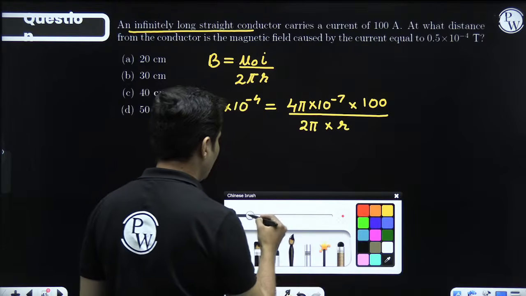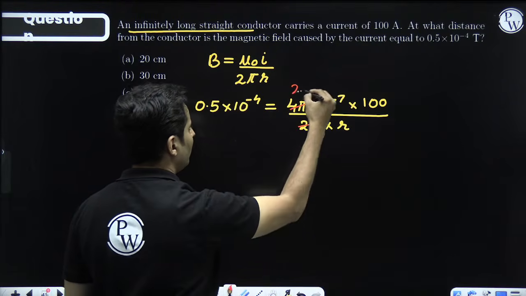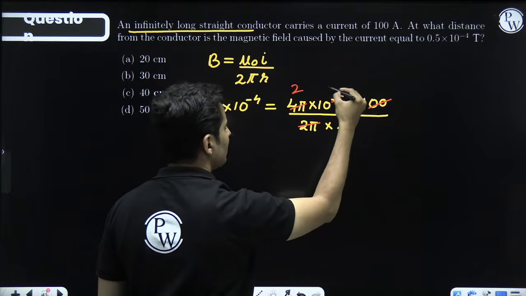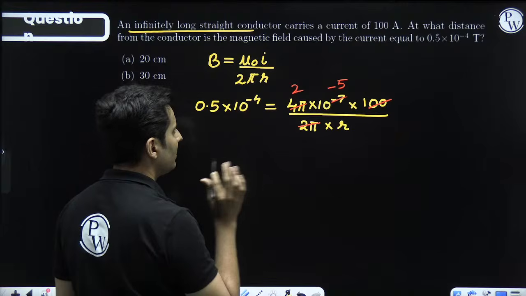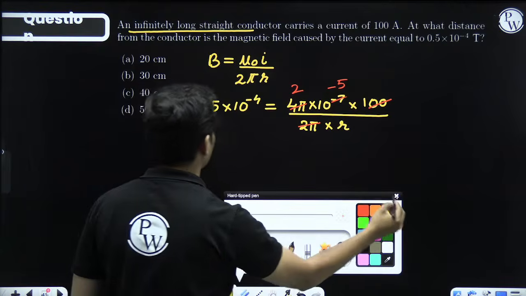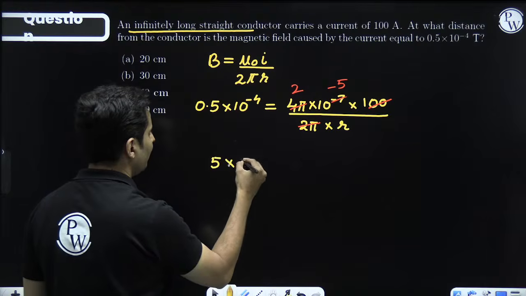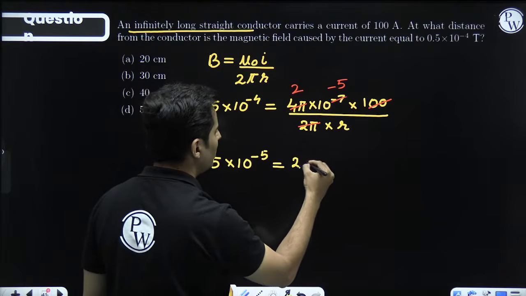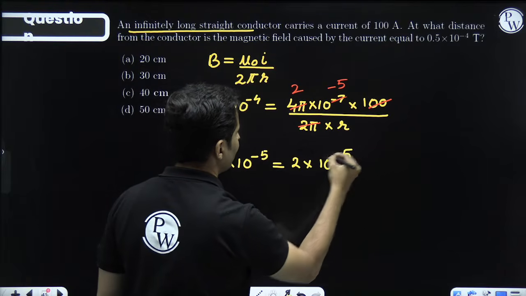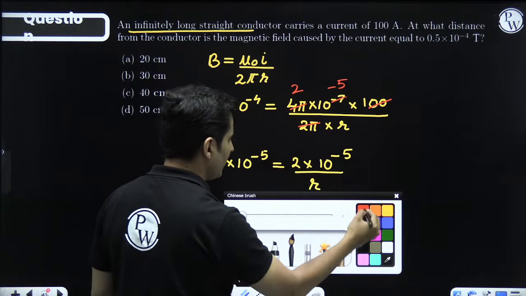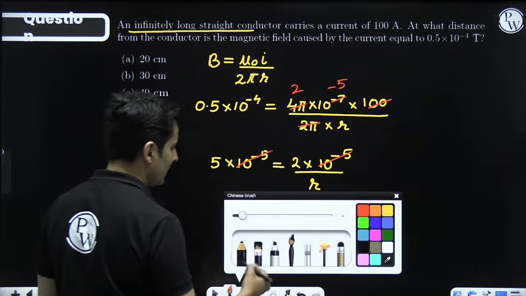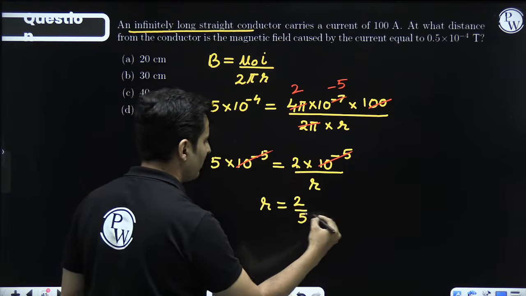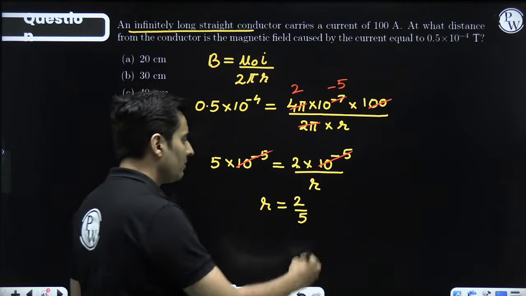Couple of things start getting cancelled. 2 pi and 4 pi, that will go 2 times. These two zeros with this will become minus 5. And on this side, I can write it as 5 into 10 to the power minus 5. I've shifted the decimal. Here I will have 2 multiplied by 10 to the power minus 5 and r. Oh, interesting, 10 to the power minus 5 cancels. So 2 is there as it is. Bring this number 5 over here, so it will be 2 by 5, but of a meter.